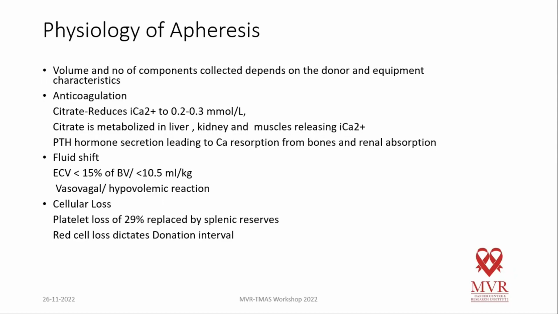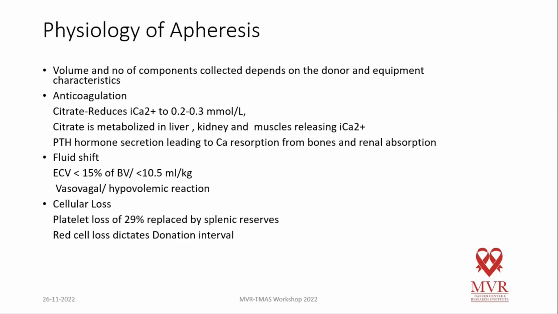Anticoagulation: mostly citrate is used, especially for donor apheresis. It reduces ionized calcium. Citrate is later metabolized in the liver, kidney, and muscle, releasing ionized calcium. This anticoagulant citrate also leads to parathormone secretion, leading to calcium resorption from bones and increased renal absorption. Fluid shift.